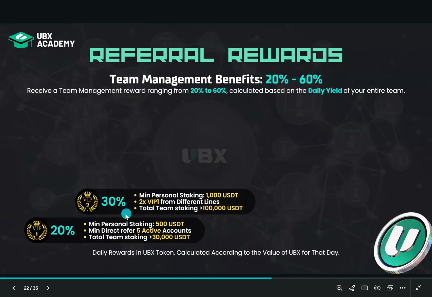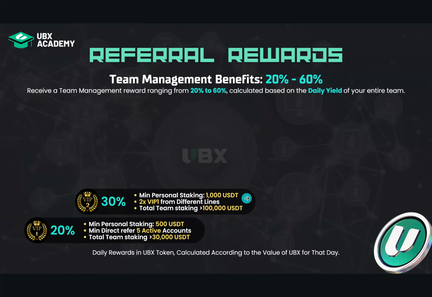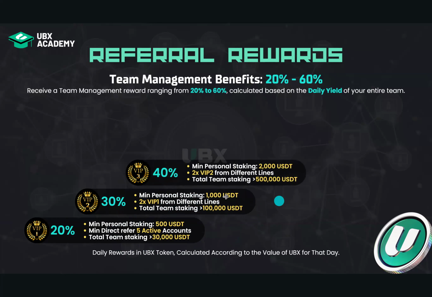On VIP 2, 30%, the minimum staking is $1,000. You need to have 2 times VIP 1 from different lines. Later I'll show you how different lines work. And total team staking is 100,000 USDT. VIP 3, 40%. Minimum staking is 2,000. You need to have 2 times VIP 2 from different lines. Total team staking is more than 500,000 USDT.